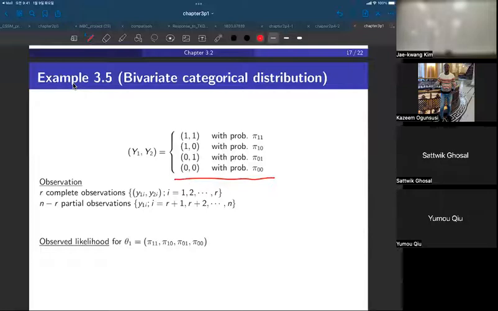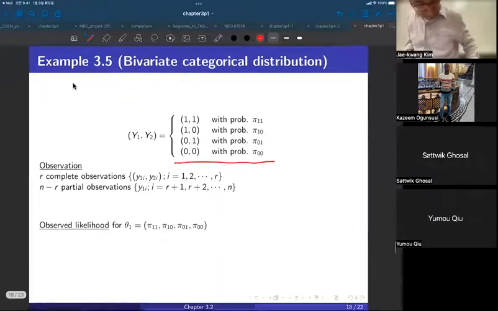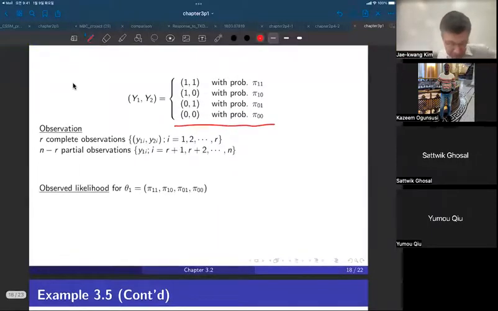Okay. And we have data. And the data we have is partially missing, right? So from 1 to R, we observe y1 and y2. But from R plus 1 to N, we only observe y1. So we have partial information. Okay. So then question is, what is the observed likelihood? Okay. So the original answer is something like this. You have i equal to 1 to R, and then the joint density.